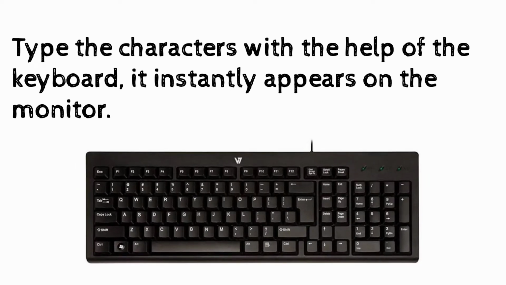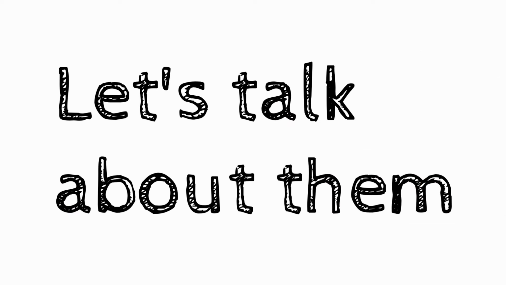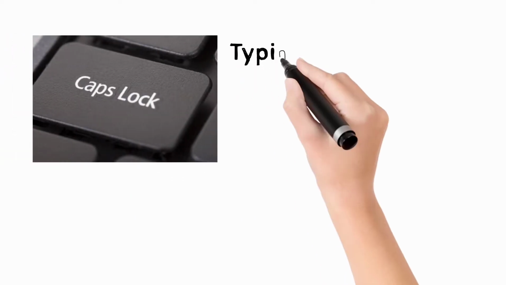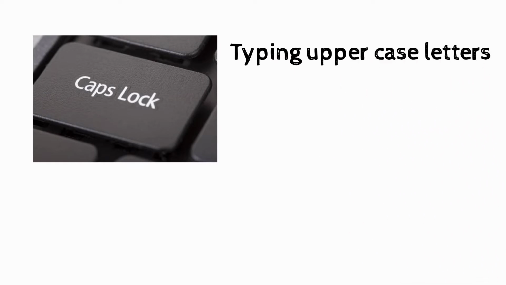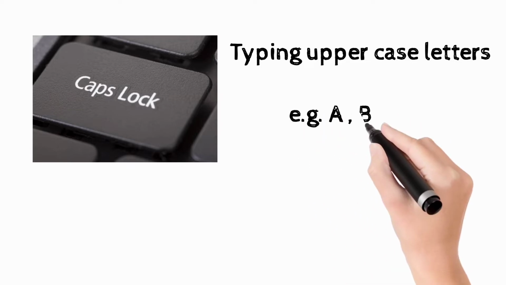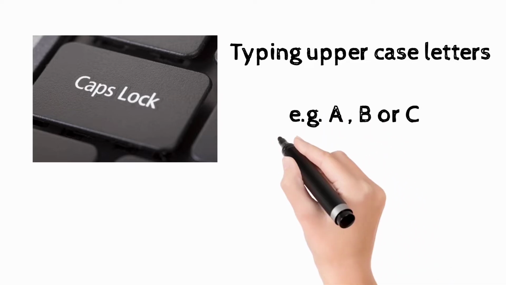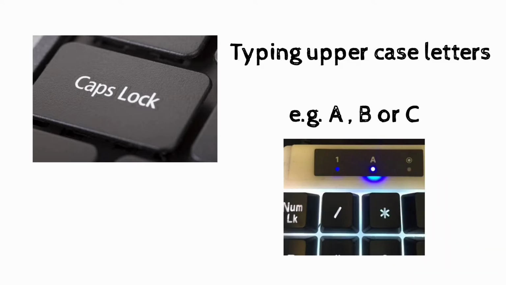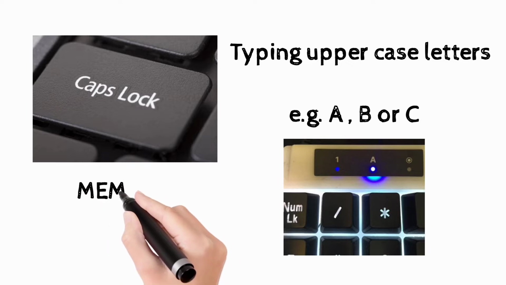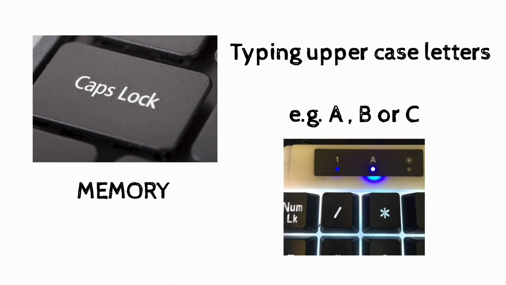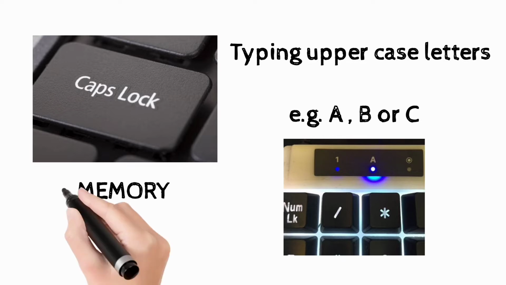There are many keys on the keyboard. Now, let's talk about them. First is the caps lock key. This key is used for typing uppercase letters. For example, A, B, C, and many more. When caps lock is on, you can see the light on the right-hand side of the keyboard. So, when you type a letter, it will appear in capital or uppercase. For example, if you type memory, it will appear on the screen in capitals.